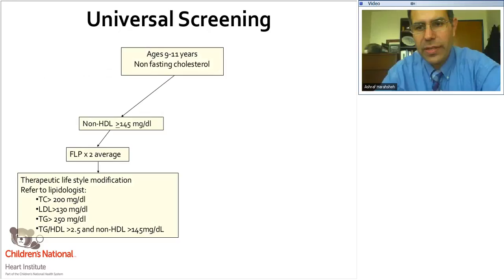At Children's National Heart Institute, we are more than happy to help manage those patients with you. If their total cholesterol is more than 200 milligrams per deciliter, LDL more than 130 milligrams per deciliter, triglycerides 250 milligrams per deciliter, or if the ratio between triglycerides and HDL is more than 2.5, or if their non-HDL is more than 145 milligrams per deciliter.